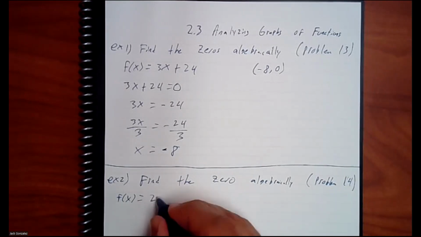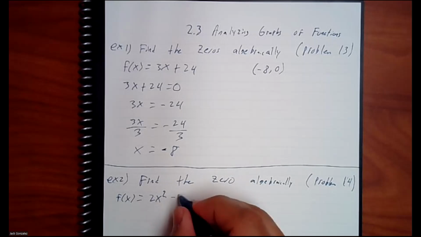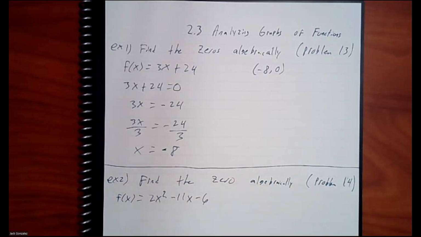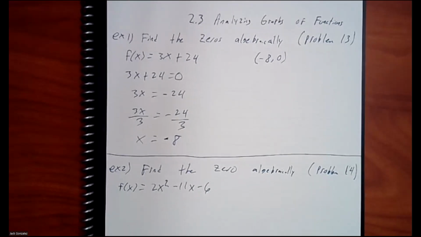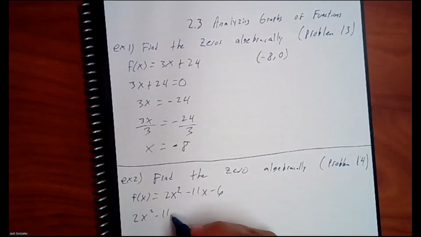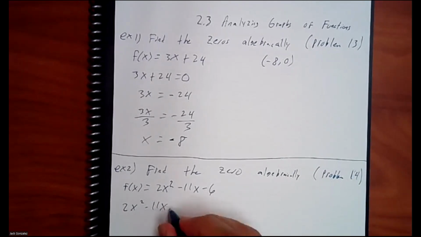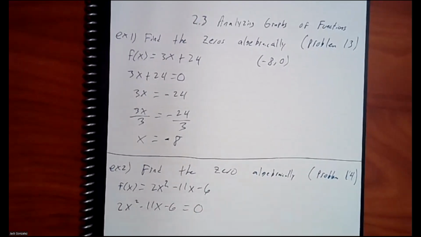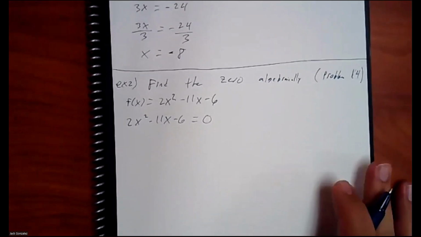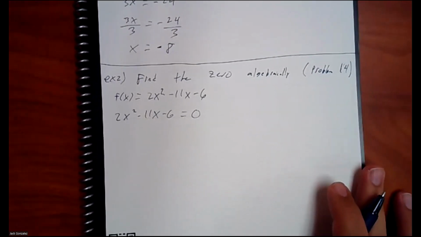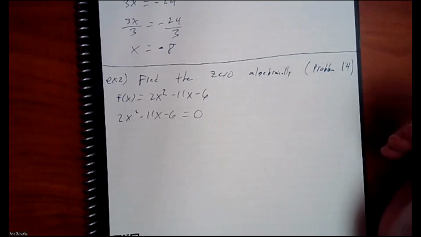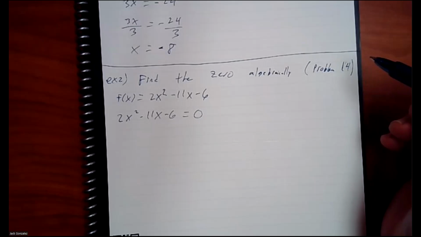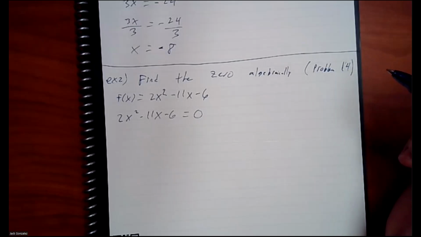Question was 2x squared minus 11x minus 6. So same deal. They want a 0, so set this equal to 0. Now, at this point, whenever you solve a quadratic, whenever it's set to 0, you have to factor.